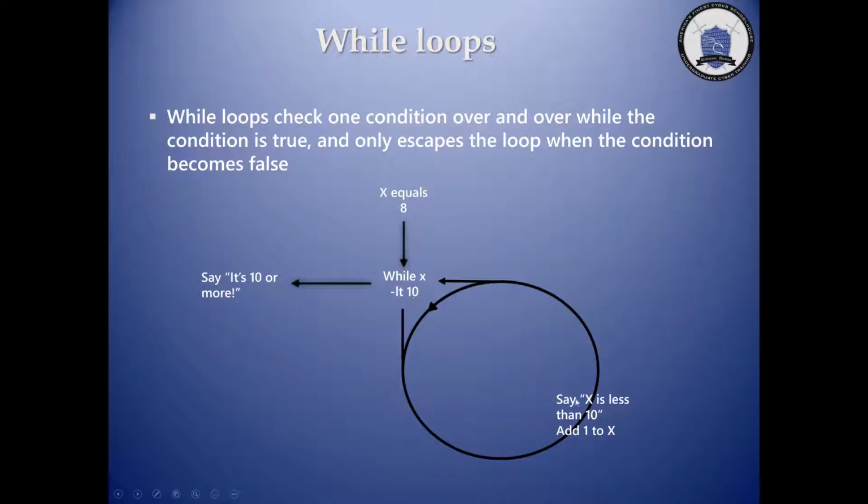Now, x becomes 9. So now we're going to say, is 9 less than 10? Go through the loop. If it's true, which it is, 9 is less than 10, we're going to say 9 is less than 10, and then we're going to add 1 to x, and it becomes 10. Is 10 less than 10? Nope. At that point, we're going to come outside of the loop, and we're going to say it's 10 or more.